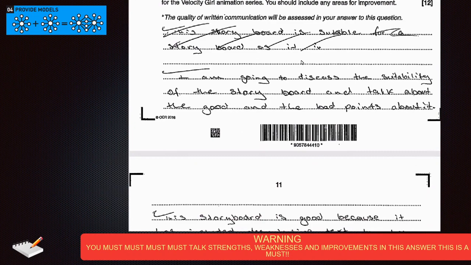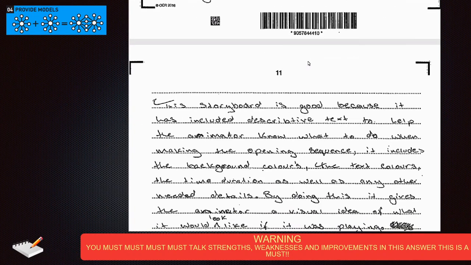Let's look at another one. I am going to discuss the suitability of the storyboard and talk about, so generic opening sentence.